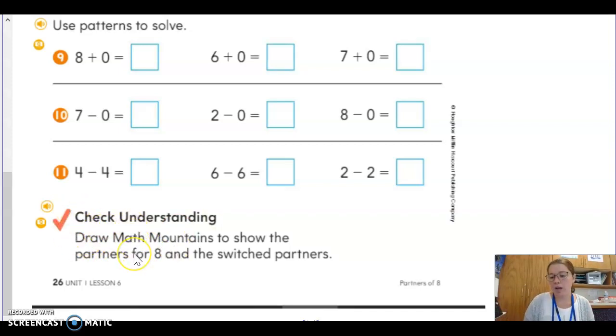And check for understanding, that's optional today. If you want to draw the math mountains and show the partners and the switch partners, you can do that, but you do not have to. Okay, then if you can grab your Unit 1, Lesson 6 homework and remembering and give that a shot, that would be very much appreciated. We'll be collecting that at the end of the unit.